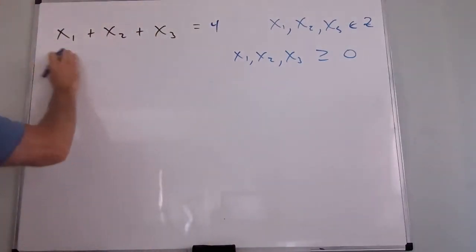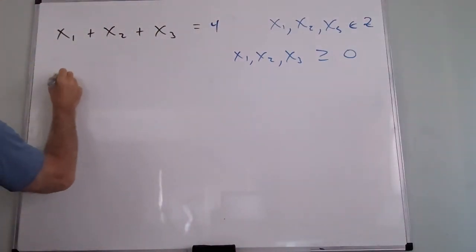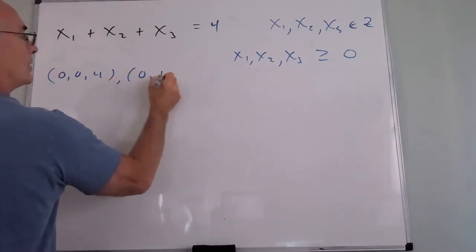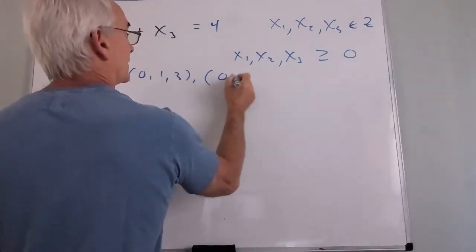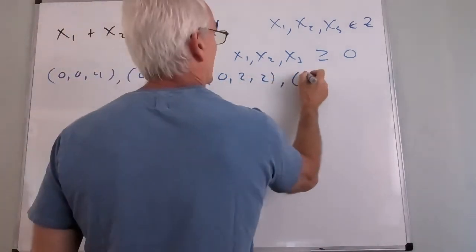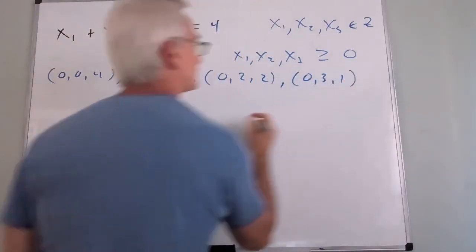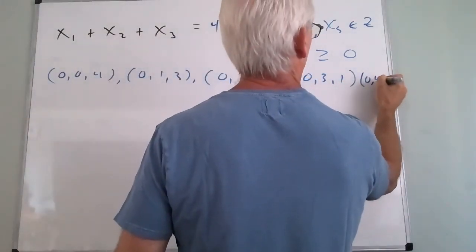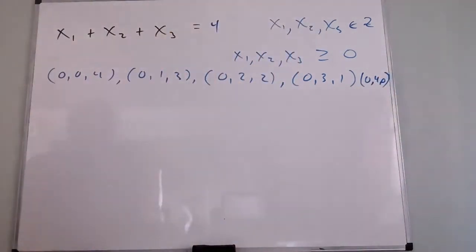So what are my possibilities if they've got to add to 4? I can go 0, 0, 4. I can go 0, 1, 3. I can go 0, 2, 2. I can go 0, 3, 1. I get one more in there. I can go 0, 4, 0. Okay.